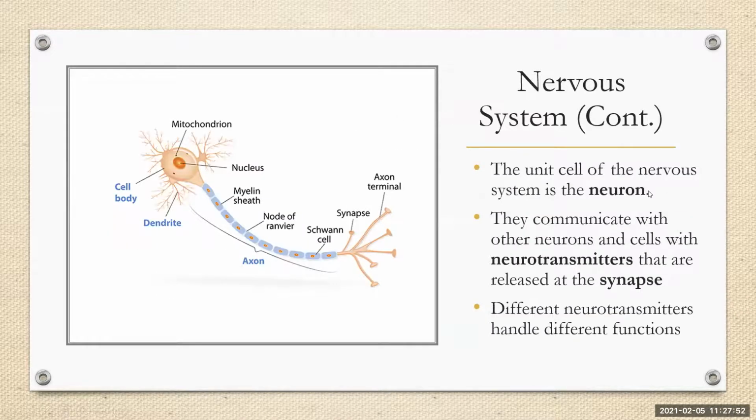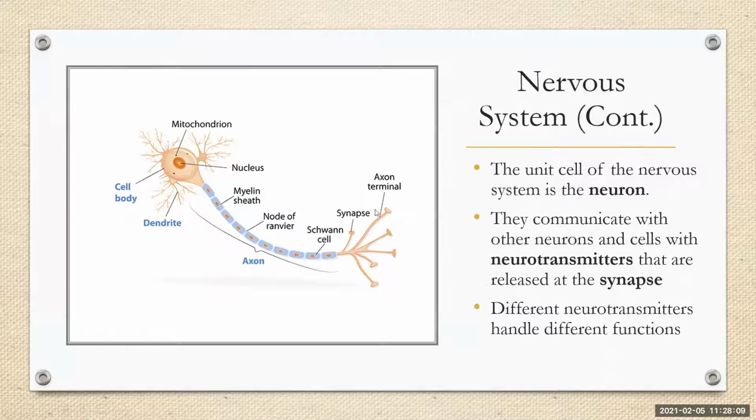The nervous system is composed of what are called neurons, which are its chief cell. The neuron is composed of your dendrites, which are kind of like the endpoints that help connect it to other neurons, the axon, and then here you have the synapses.